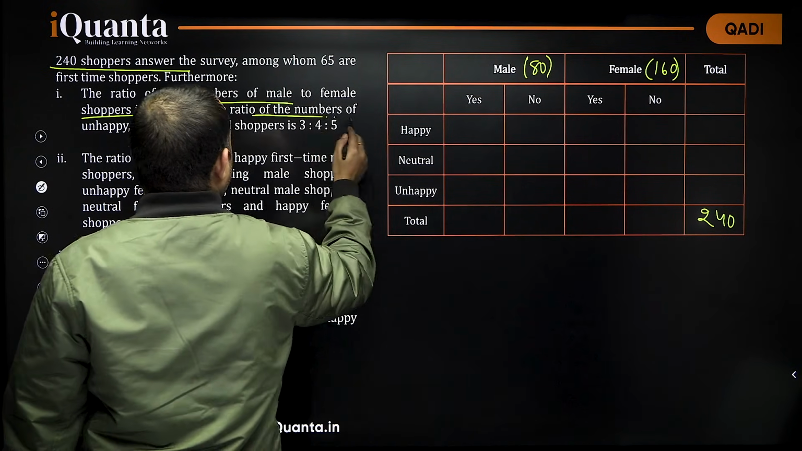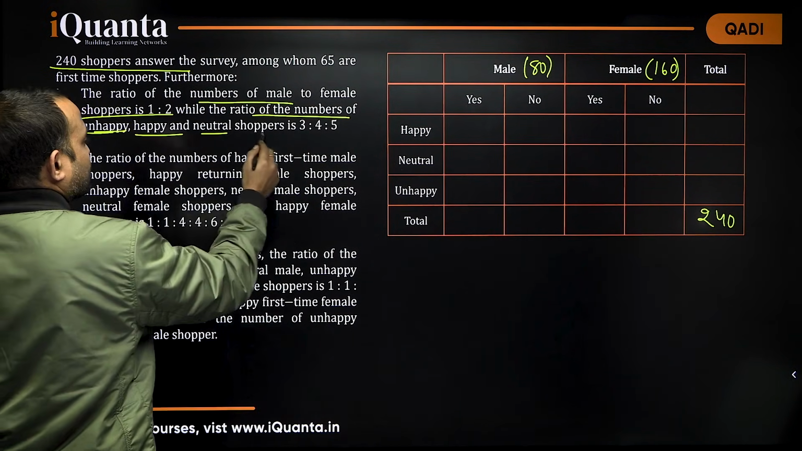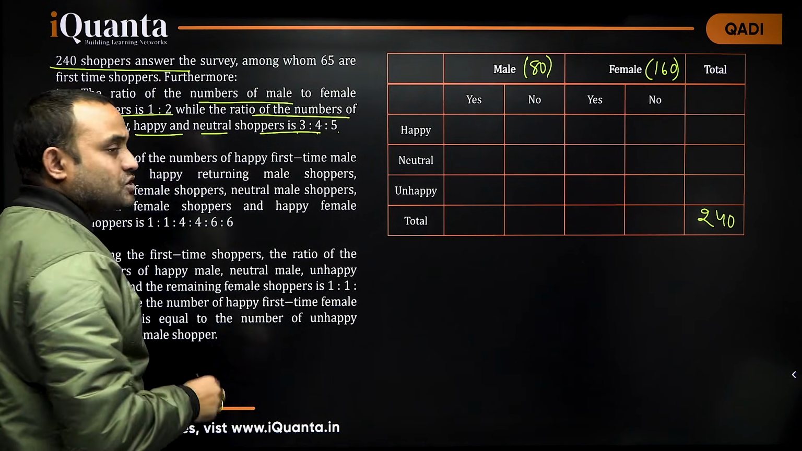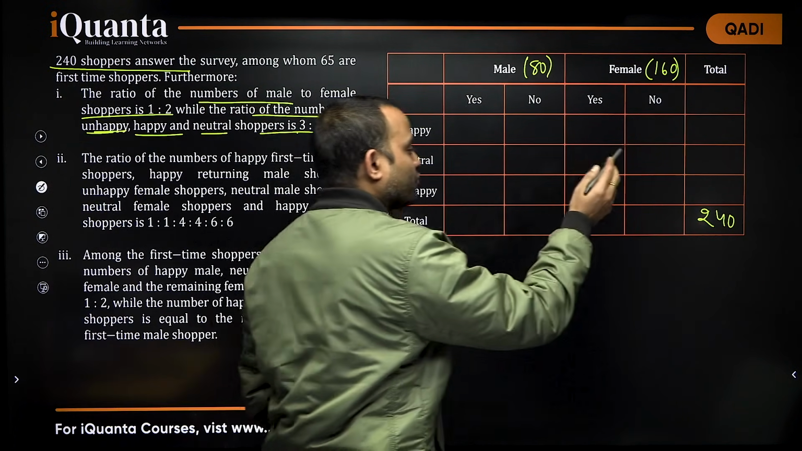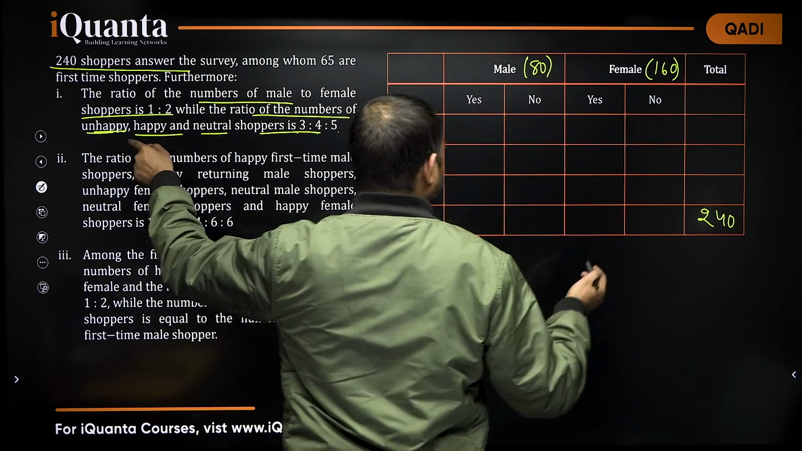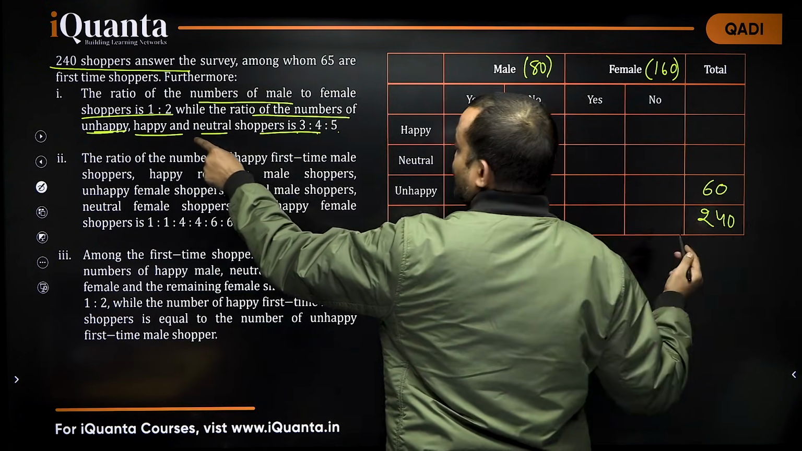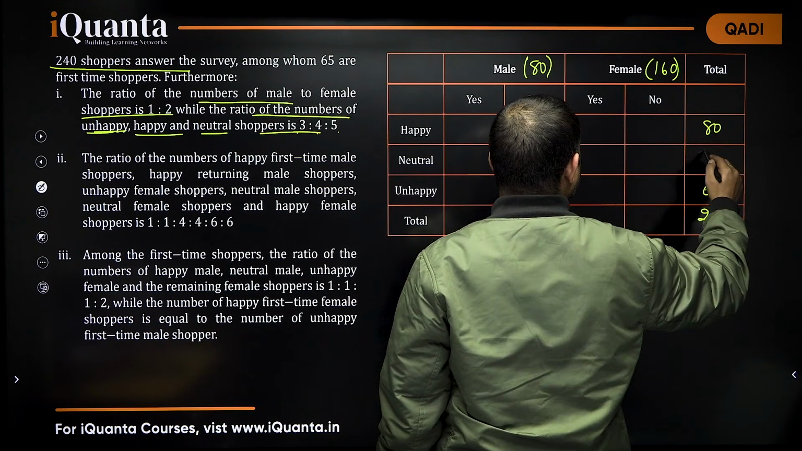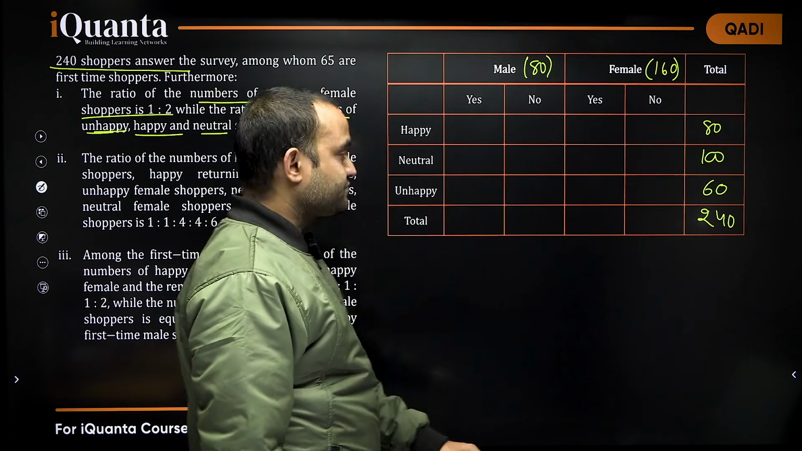While the ratio of numbers of unhappy, happy and neutral shoppers is 3:4:5. 3A, 4A, 5A. Total 12A. 12A is equal to 240, meaning A is equal to 20. So unhappy customers, it's 60. Happy customers, 4 into 20, that is equal to 80. And neutral customers is 100.